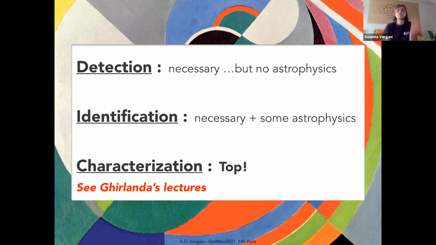But to reach it, we have to go through the other steps. So today I will focus mainly on the detection part and a bit on identification, and really from an observational point of view. You will have next week lectures from Giancarlo Ghirlanda. Then we'll talk much more of the characterization of these electromagnetic counterparts, and also talk about it from a more theoretical point of view and physical point of view.